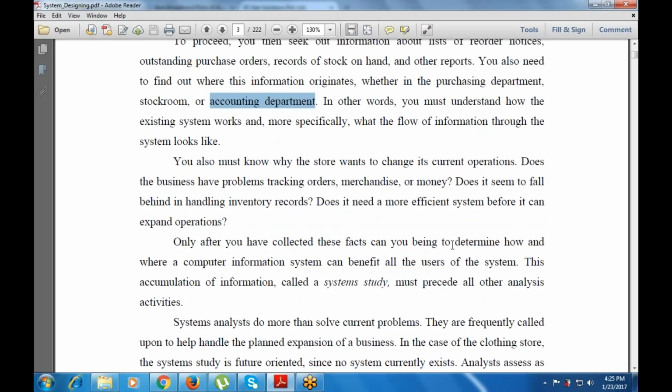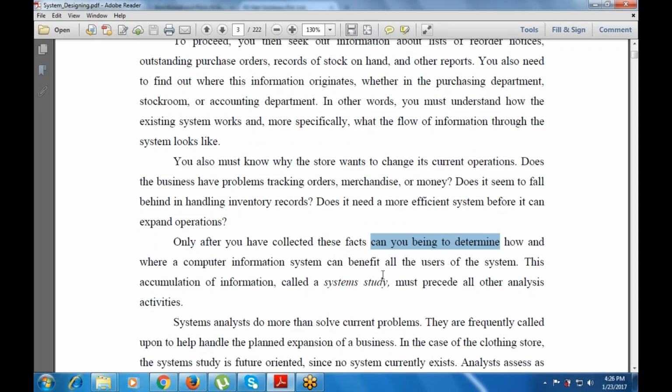Only after collecting all the facts can you determine where an information system can benefit the users of the system. This is known as a system study, where benefit is given to all the users of the system. Accumulation means the combination of all the systems considered, which is also a benefit to all users. That is also known as the system study, and it must proceed with the analysis activity.